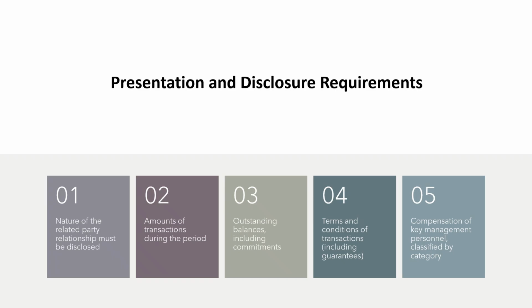The standard requires several disclosures. First, the nature of the relationship must be explained, such as parent, subsidiary, or director company. Then, the amounts of transactions during the period are disclosed, along with any outstanding balances at year end. Terms and conditions, including guarantees, must also be mentioned. These disclosures help users assess the impact of related party dealings.